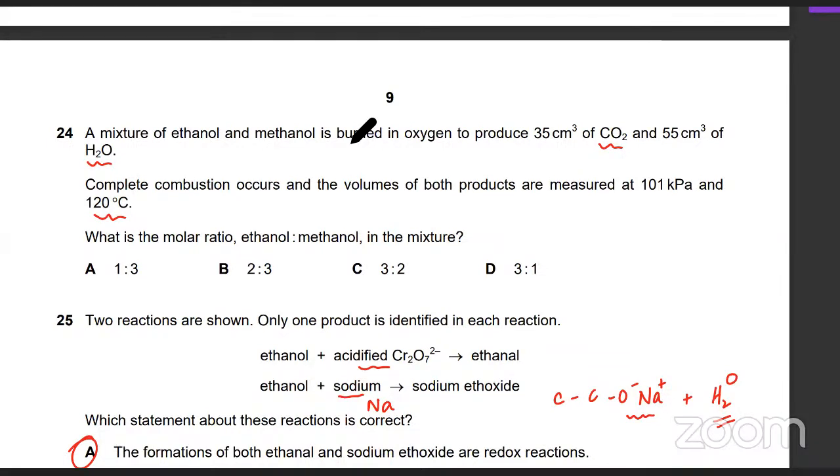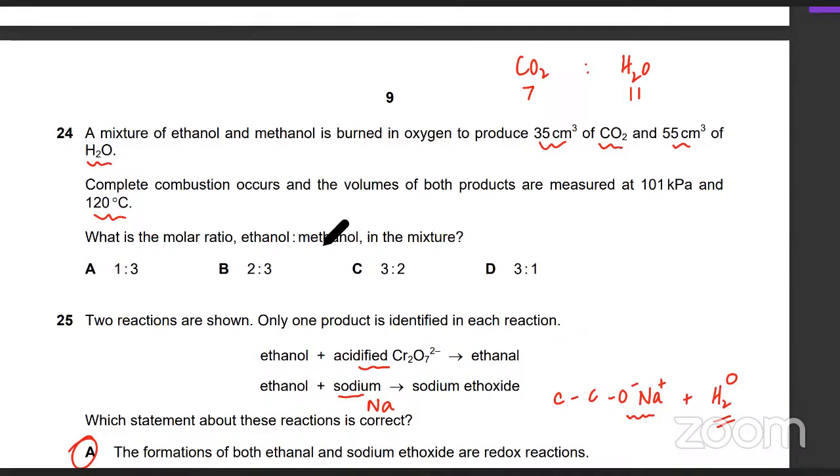For gases, remember, mole ratio and volume ratio is exactly the same. So what is the ratio of 35 cm cube to 55 cm cube? What's the whole number ratio? It's 35 to 55, that's 7 to 11, right? And remember, you're treating water as a gas. 7 to 11 is the same ratio as 35 to 55, right? Yes. So the problem is how do you solve this?